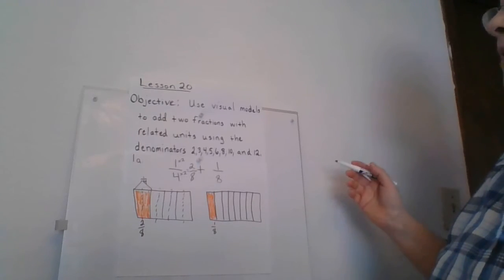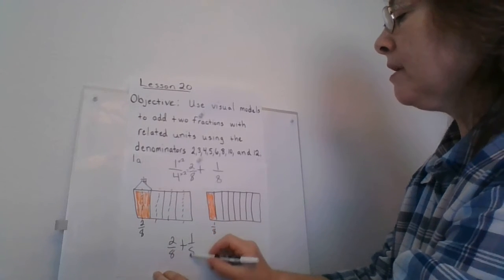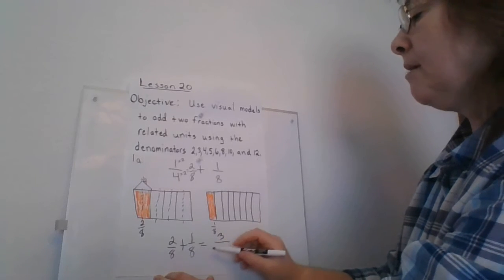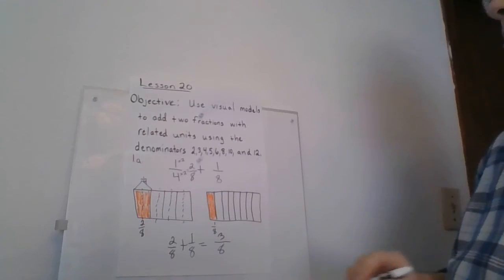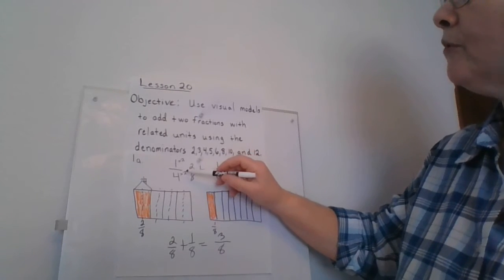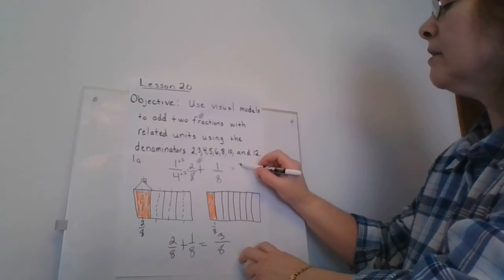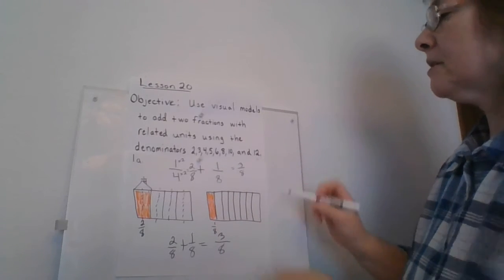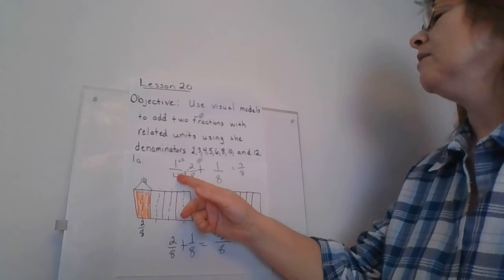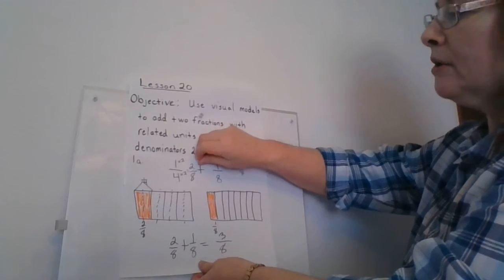Now I can go ahead and make my new number sentence. 2/8 plus 1/8. I add my numerators. 2 plus 1 is 3. The denominators stay the same. It becomes 3/8. And the same thing up here. My 1/4, my equivalent fraction became 2/8. And 2 plus 1 is 3. And my denominator stays the same. So we went from a number sentence, we had to find equivalent fractions, and then we could add. Let's go ahead and do the next question.